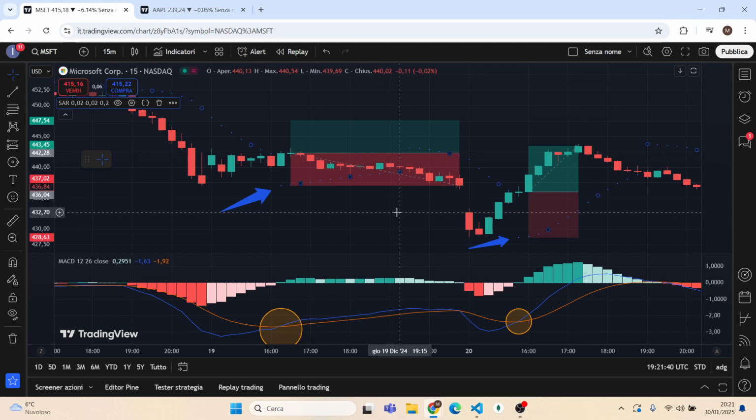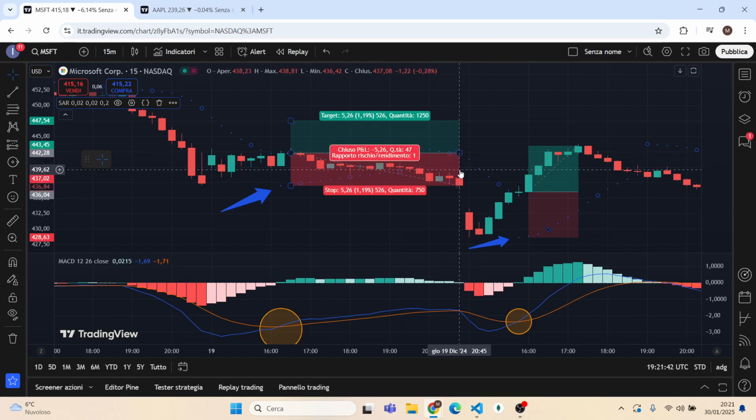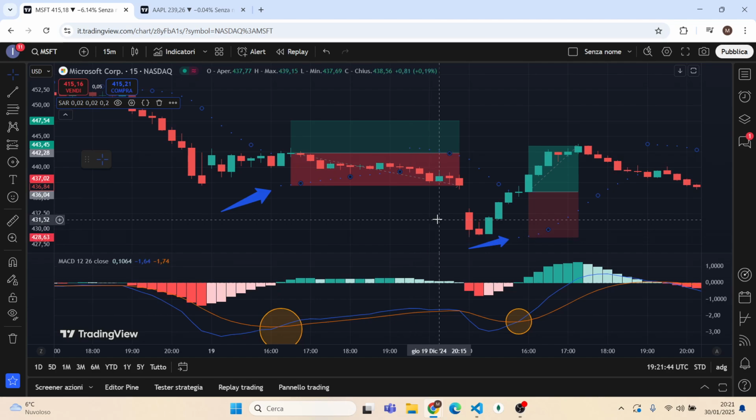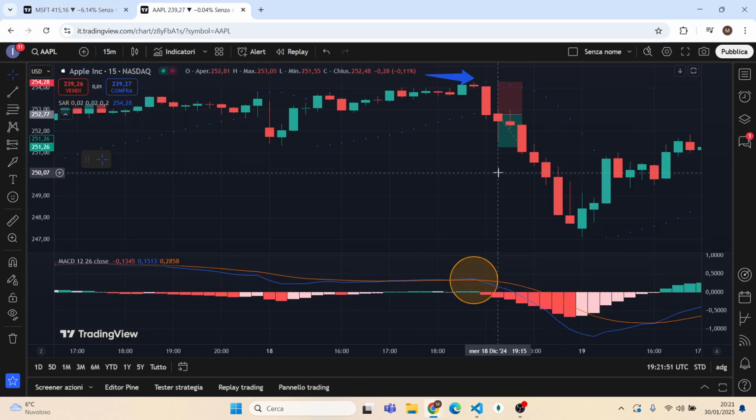I didn't mention that, but this strategy exits at market close. So pay attention: if the market closes, you should close the position with this strategy. Now let's watch a sell one.